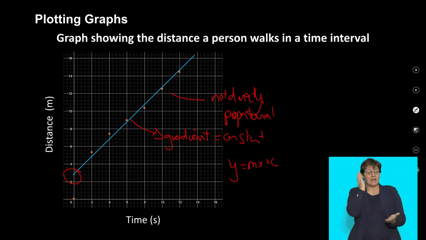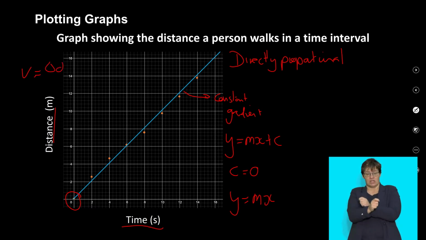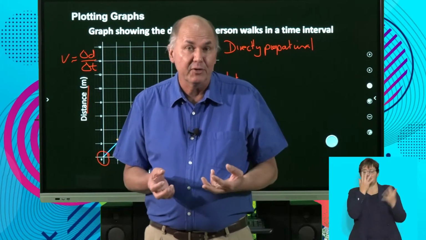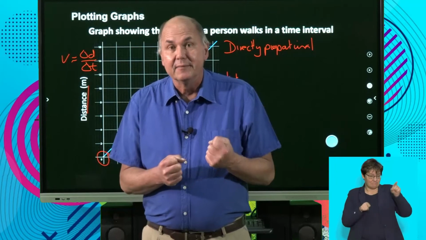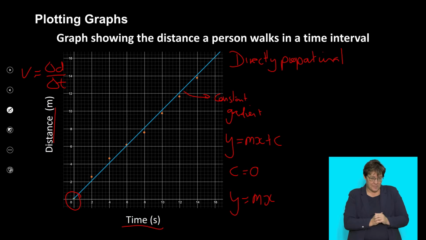Whereas when it's directly proportional, like in the previous graph, we can put it into an equation where we say that velocity is equal to the change in distance over the change in time. And so we can manipulate that into an equation that actually makes sense and we can use to do some calculations. The two are related, and I hope you've got that very clearly in terms of where we're going.